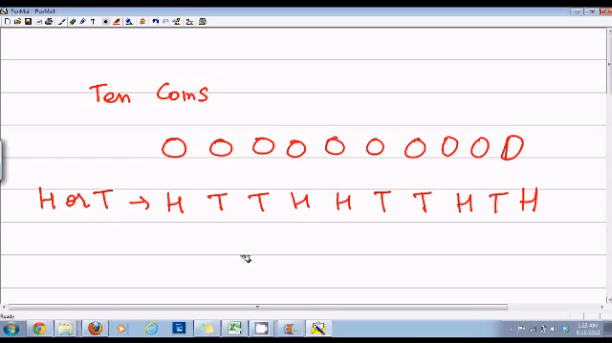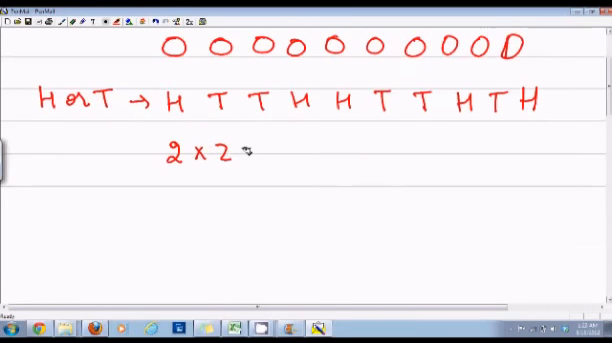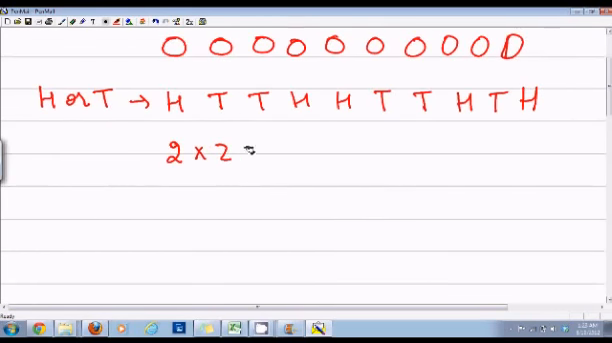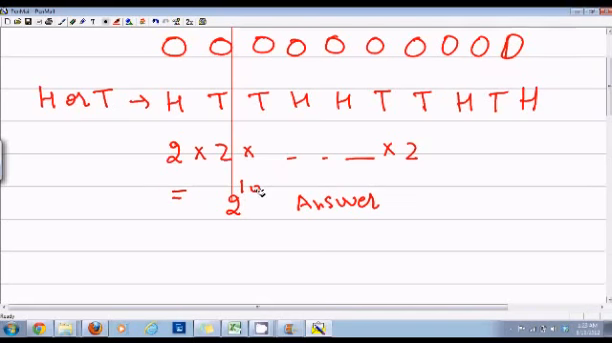So it sounds a little difficult, but if you look logically, for each coin we have two cases, head or tail. So we will say 2, and then we multiply by 2 because the other coin also has two options, and then we keep multiplying 10 times. So that will be equal to 2 raised to power 10, and that is your answer. So we have 2 raised to power 10 as the number of possible ways these coins can flip and take head or tails.